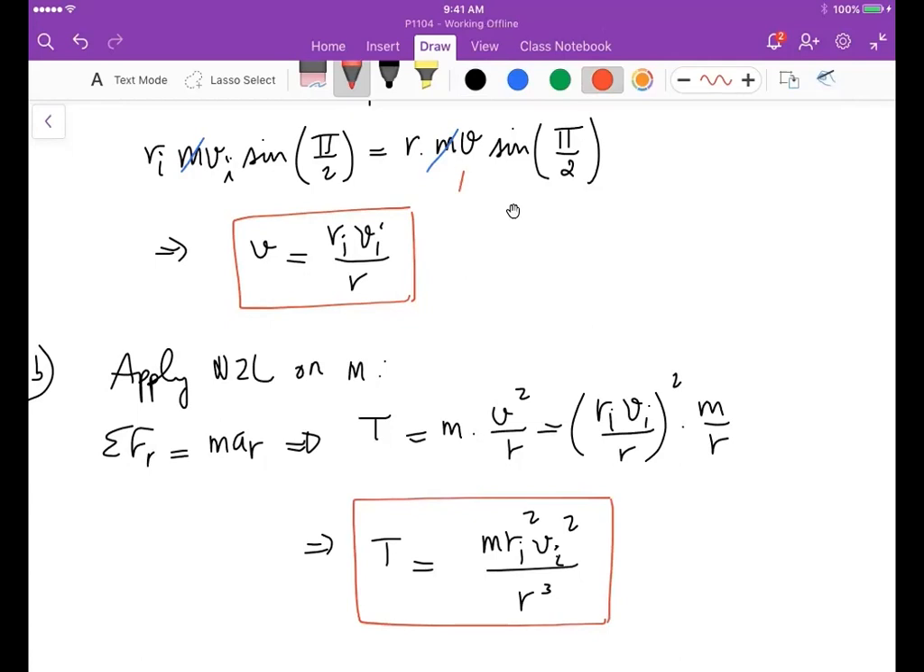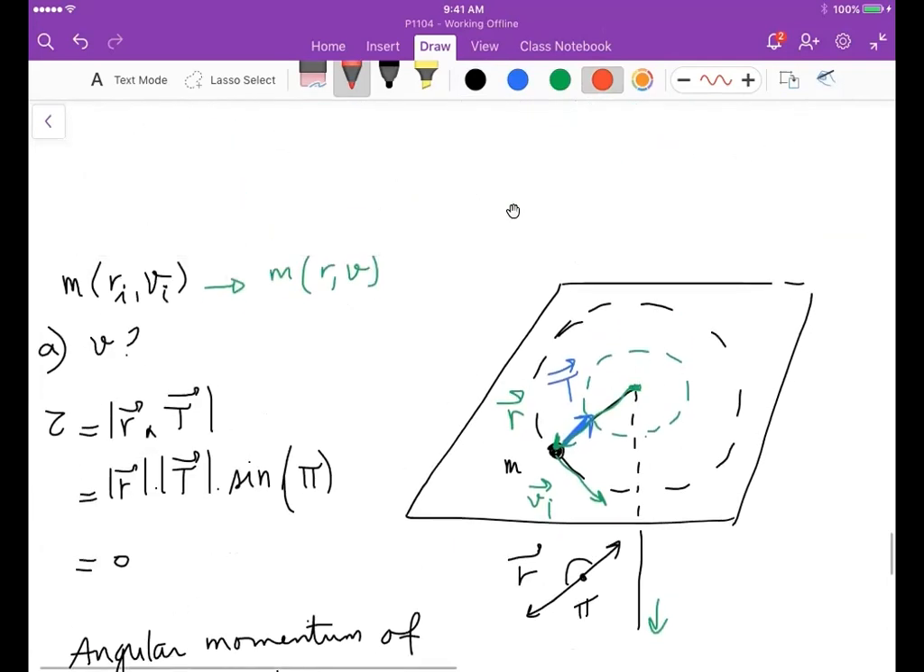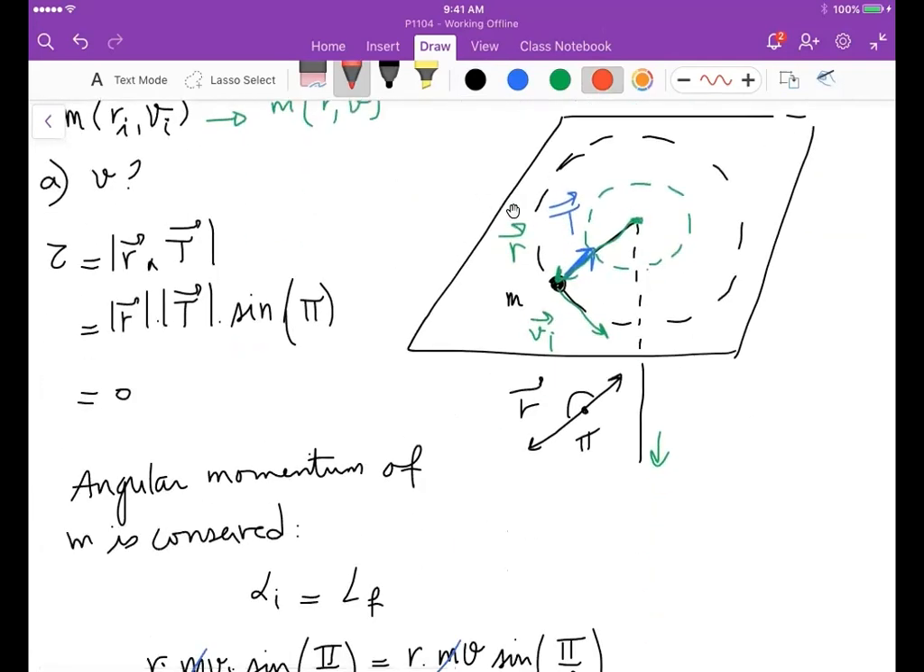The final question, or the third question here, the last but one: how much work W is done in moving the mass M from Ri to R? Okay. How much work is needed to move the mass M from this initial circle to the inner circle, which is here? So this is the question.